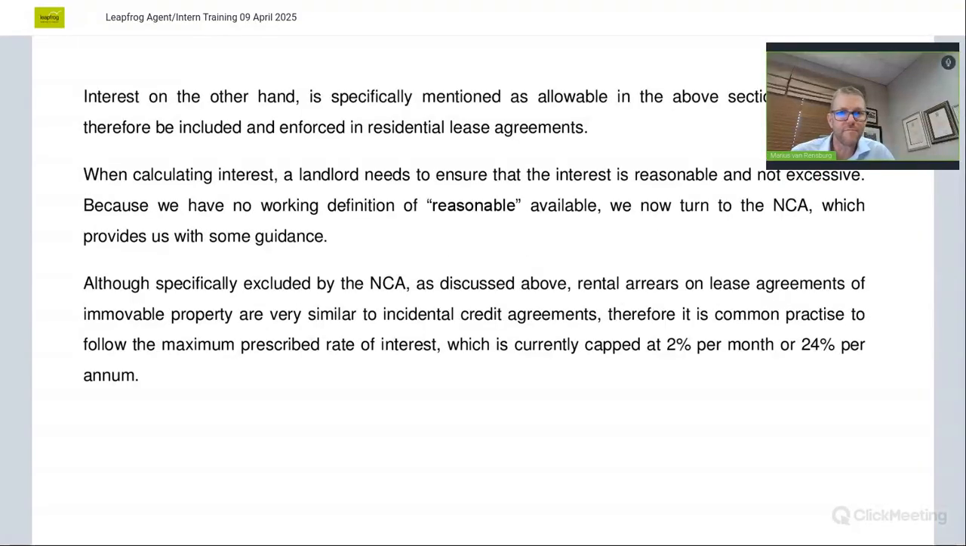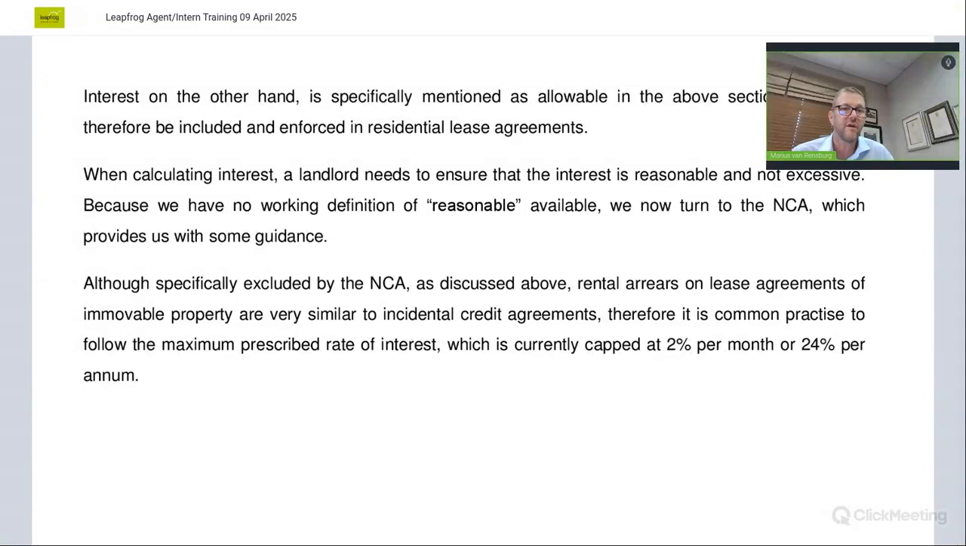So I've jumped a slide here. Interest is specifically allowable and can be enforced on residential lease agreements. So in calculating the interest, you need to ask, how do we determine what the interest is? It can't be unreasonable, it can't be excessive. There's no real definition for reasonable, but we now need to look at the National Credit Act, because the National Credit Act will give us some kind of indication.